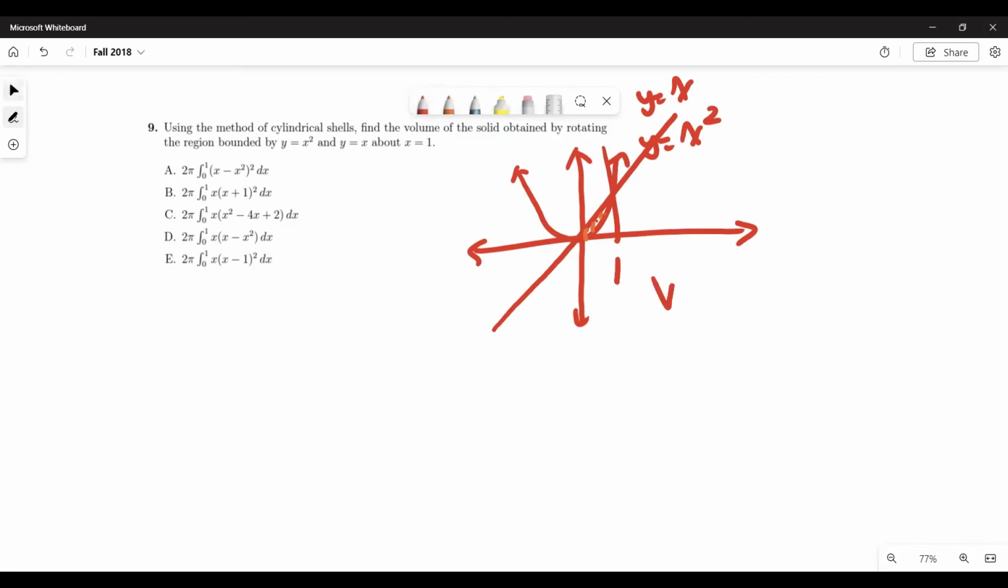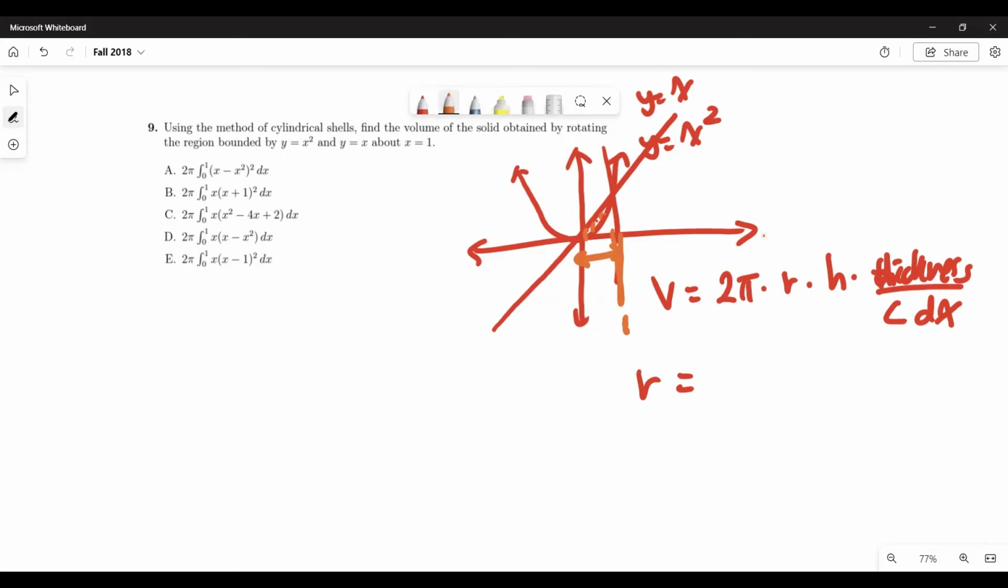So the shell method is V equals 2 pi r times h times thickness. In our case, thickness becomes dx. So let's find r. R is this line. So the entire thing, it's from 1, and then it's subtracting x, so this becomes 1 minus x.